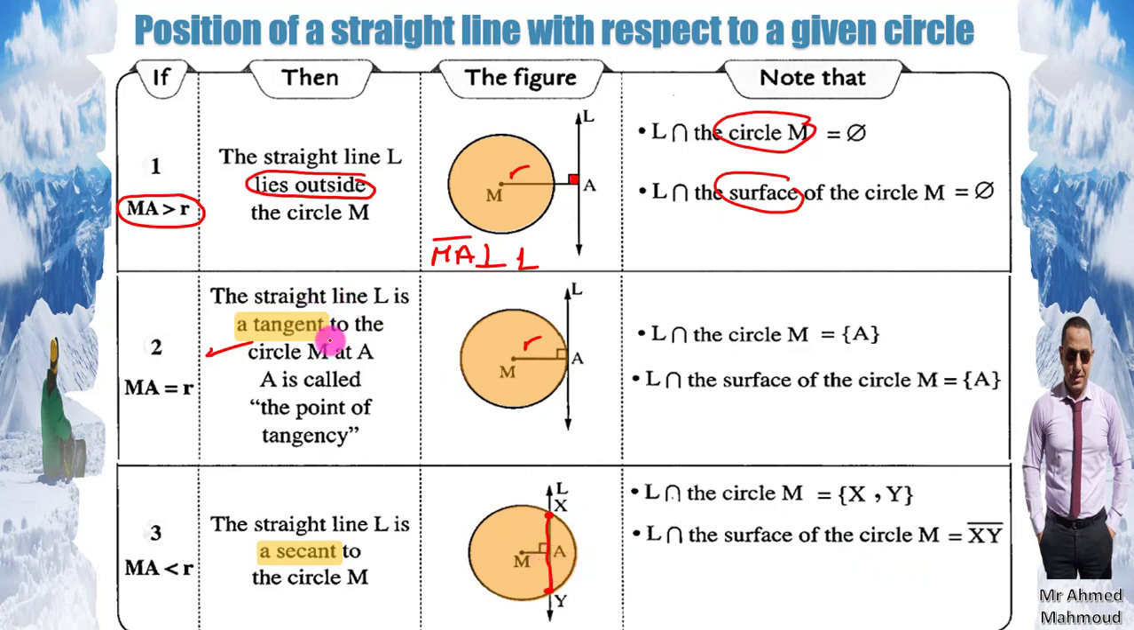يبقى مهم قوي ان احنا نعرف ان اللاين ده اسمه تانجنت، وعشان ده مهم جدا، ونعرف ان ده اسمه سيكنت، ونعرف برضو ان الام اي greater than r يبقى اللاين outside، ام اي equal r يبقى اللاين touch او tangent to the circle. لو الام اي smaller than r يبقى اللاين intersect السيركل او اسمه secant.